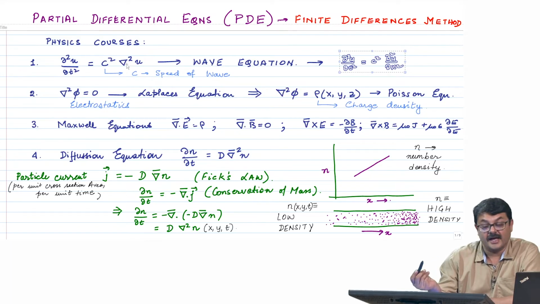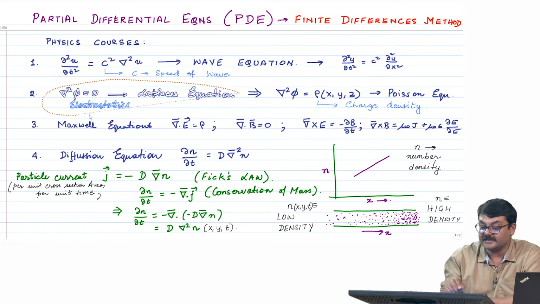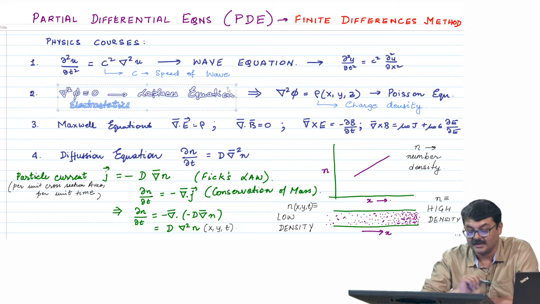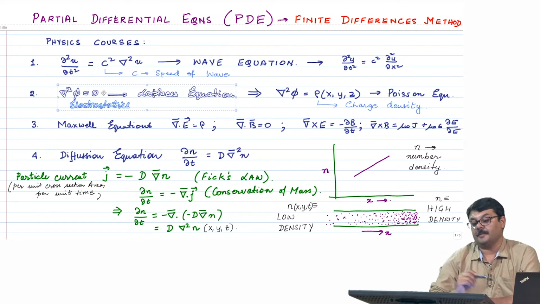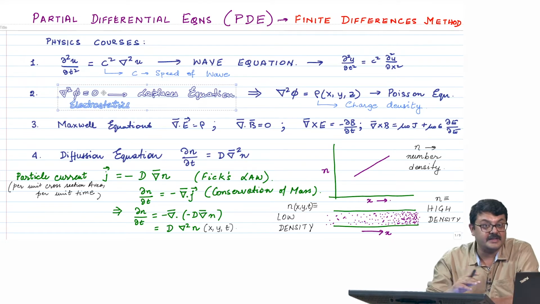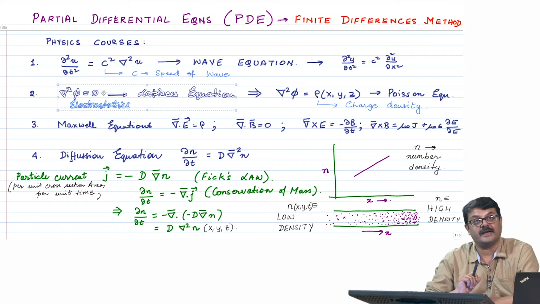And other than the wave equation, you must have come across the so called Laplace's equation in electrostatics, grad square phi equal to 0, where phi is the electrostatic potential, and this equation is valid when there is no charge in the place where you are calculating phi.